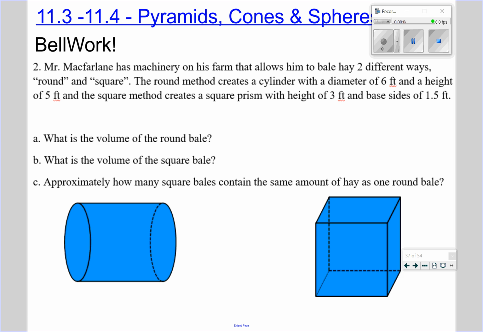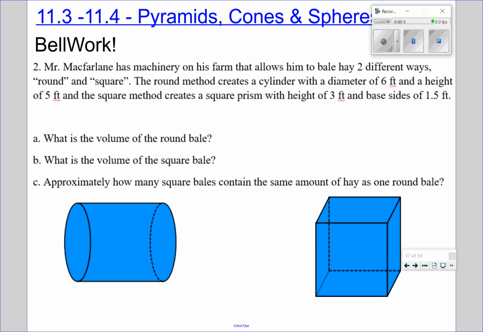But we're going to have a quick lesson today over pyramids, cones, and spheres, and we're going to keep talking about the volume. So take what you learned last time and pause your video and see what you can do for this bell work problem. So hopefully you're able to identify the different dimensions that we need to label on our figures.